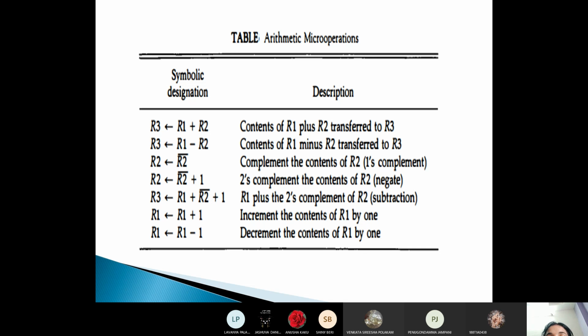R1 gets R1 plus 1 increments the content of R1 by 1, and R1 gets R1 minus 1 decrements the content of R1 by 1. These are the tabular columns which we have here.